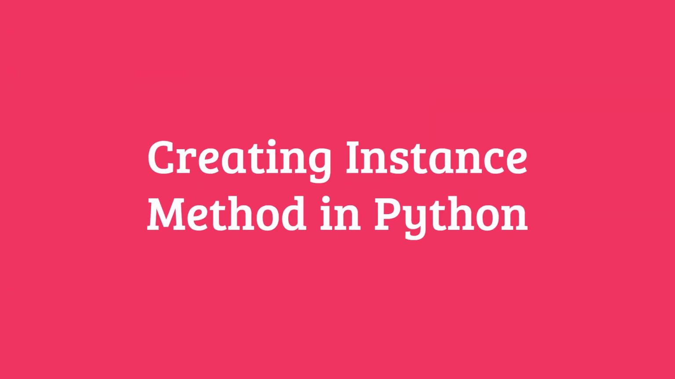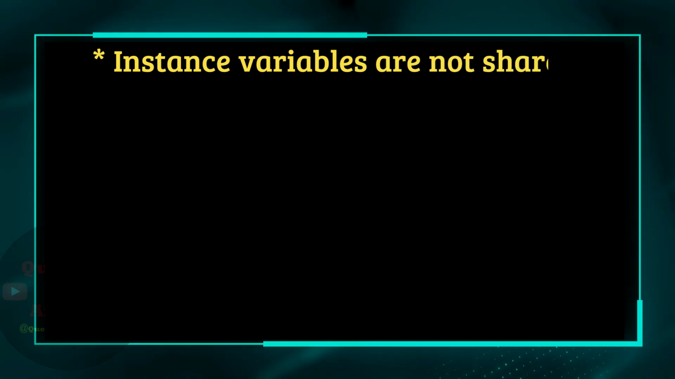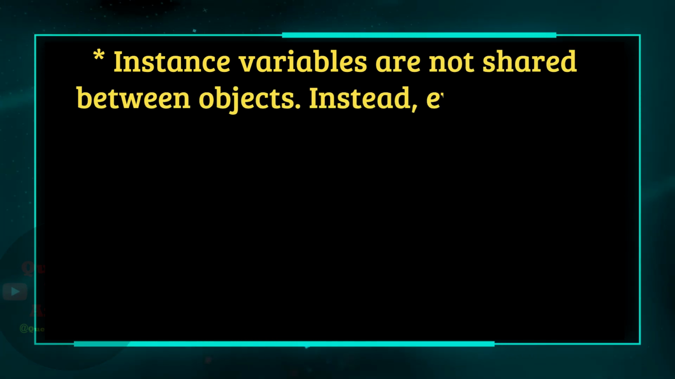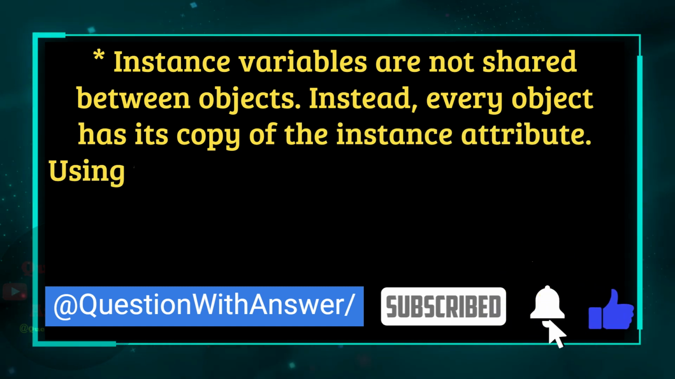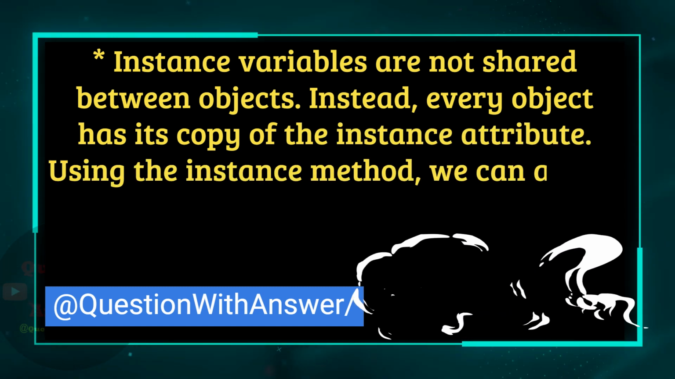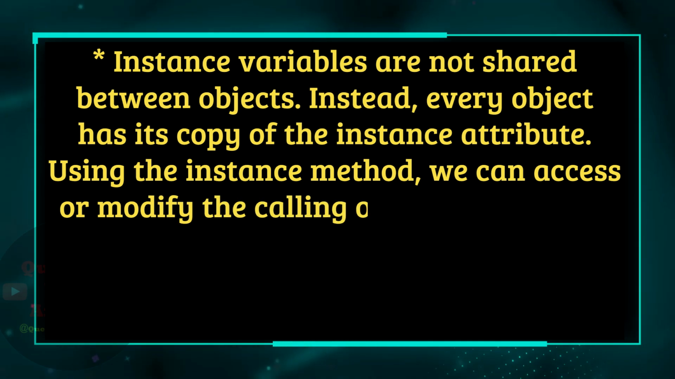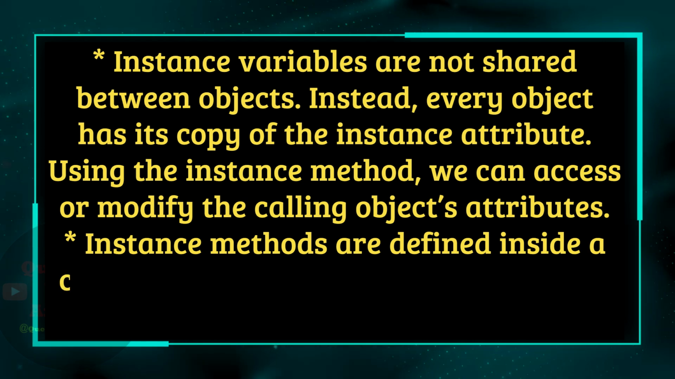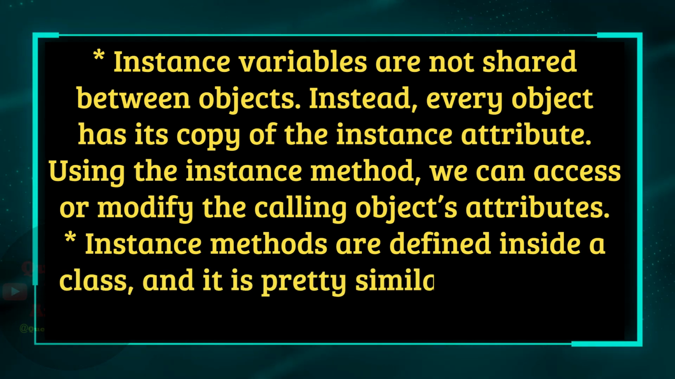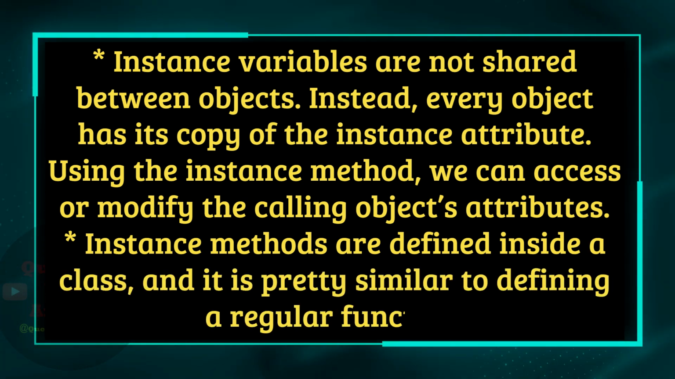Creating instance method in Python. Instance variables are not shared between objects. Instead, every object has its own copy of the instance attribute. Using the instance method, we can access or modify the calling object's attributes. Instance methods are defined inside a class, and it is pretty similar to defining a regular function.